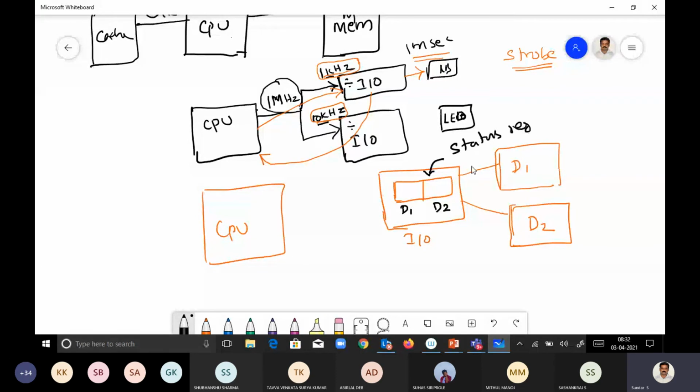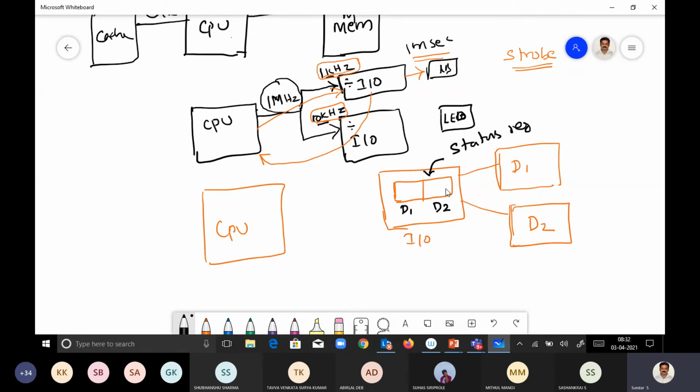What is the size of that register? It is equivalent to how many devices are connected. Two devices are connected, so the size of that status register is 2 bits. If only one device is connected, then it is a single bit, like a flip-flop. Here multiple flip-flops are used, 2 flip-flops.